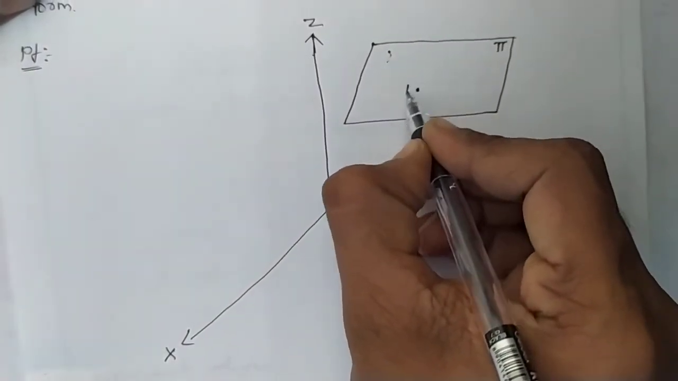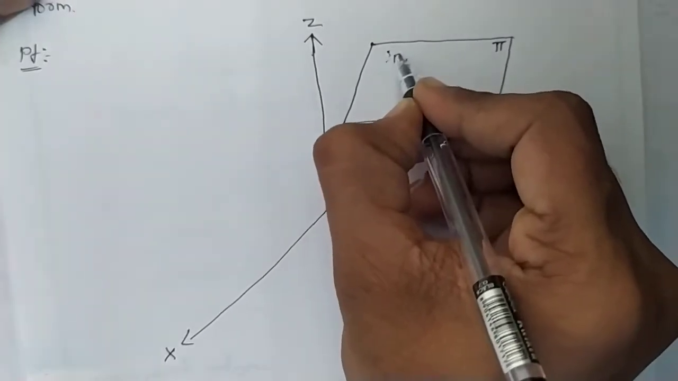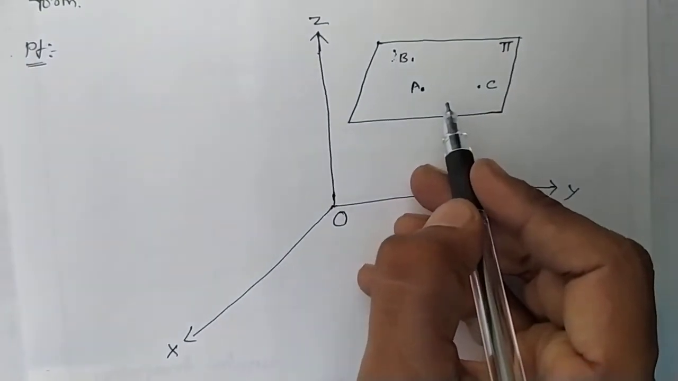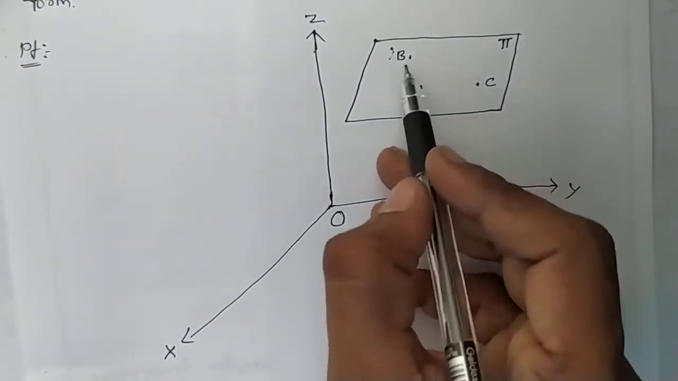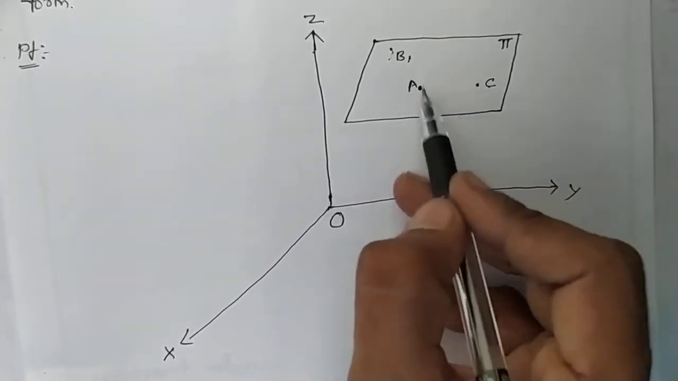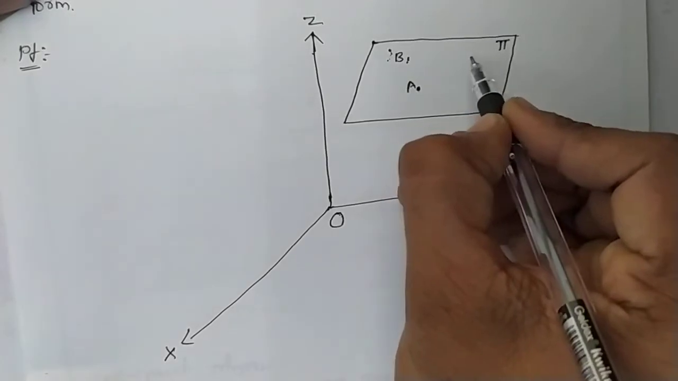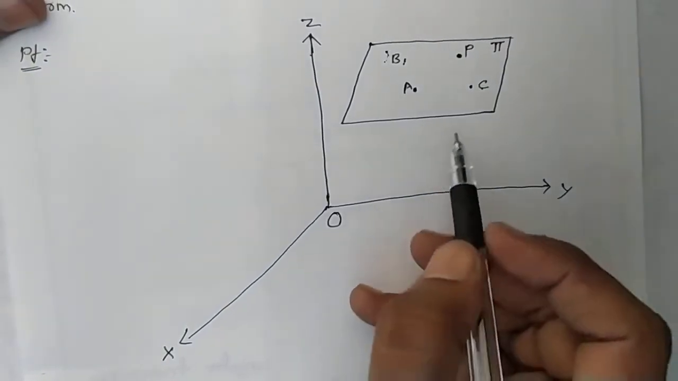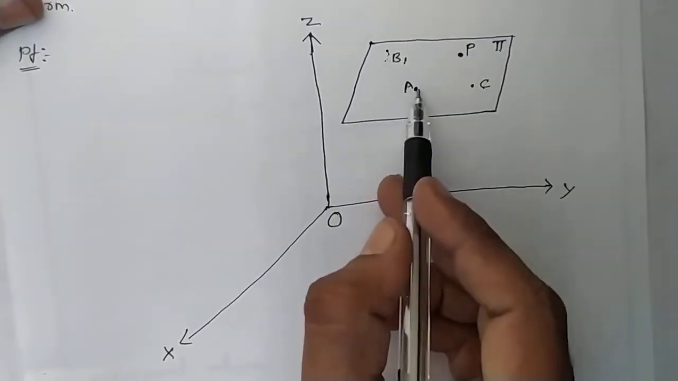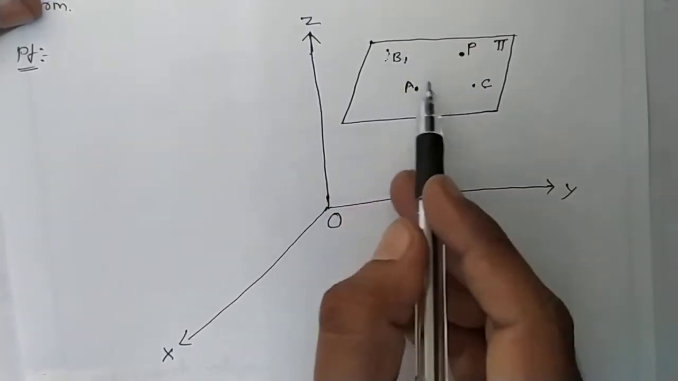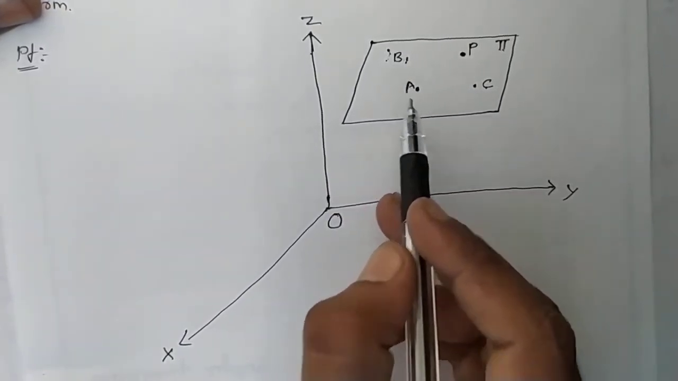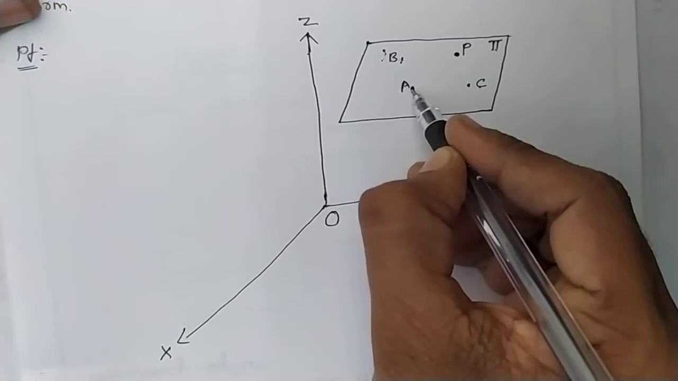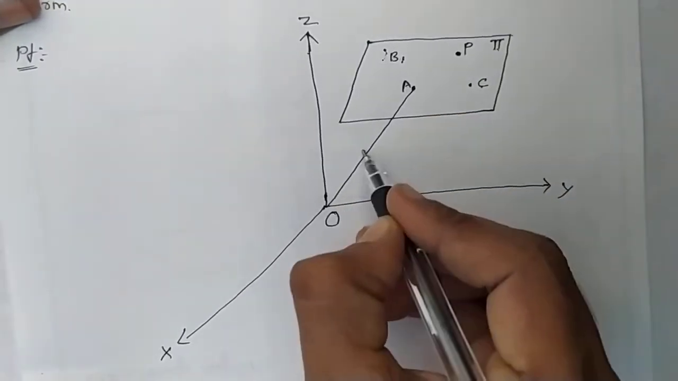A, B and C. These 3 points are 3 non-collinear points. Let A, B and C be the 3 non-collinear points. Let P be any point on the plane. Once again, let pi be a plane, and A, B and C be the 3 non-collinear points on the plane. Now the position vector of the point A with respect to its origin is A vector.